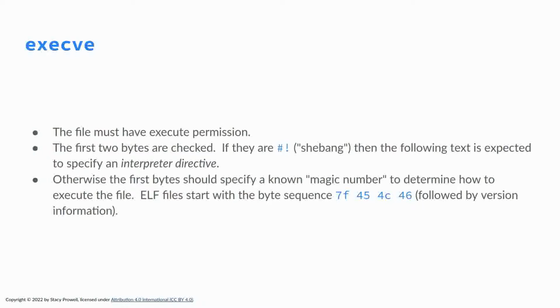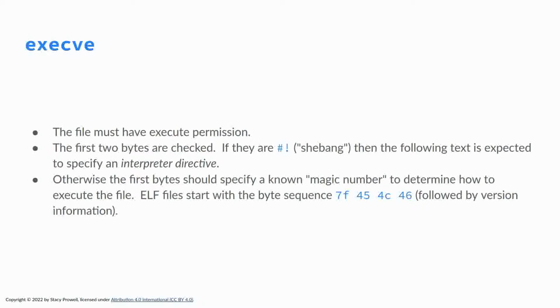The file has to be executable. When we look at the file, if the first two bytes are a hash mark and an exclamation mark, or a pound sign and exclamation mark, whatever you want to call it, a shebang, then the following text contains an interpreter directive. You've seen that in bash scripts, and in the Python files we were looking at last time. It basically says, here's a file, but I want it to be interpreted by this other program, and I can specify the program that way.